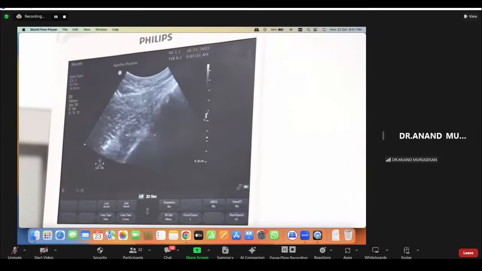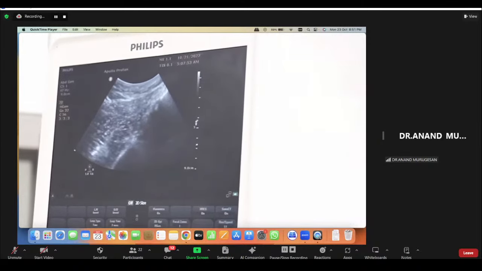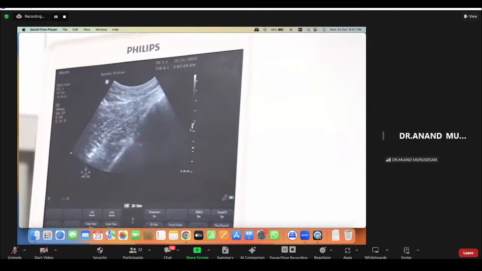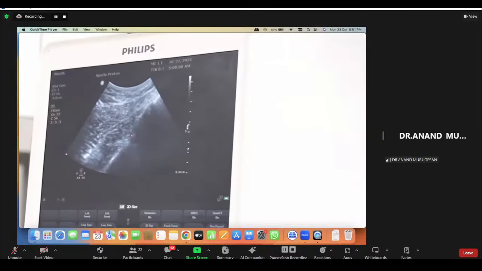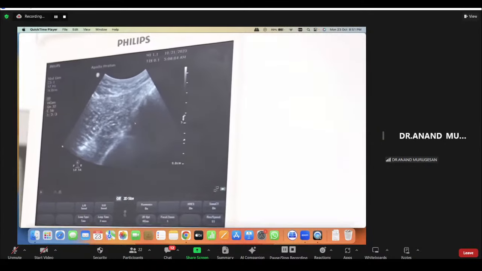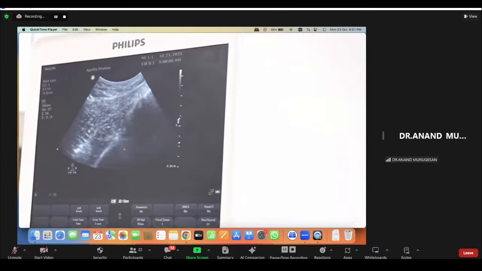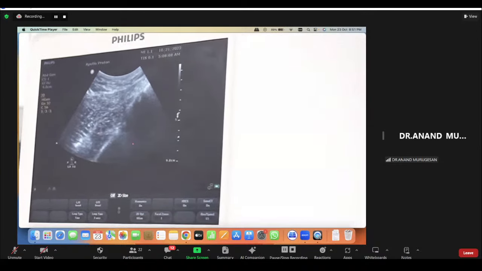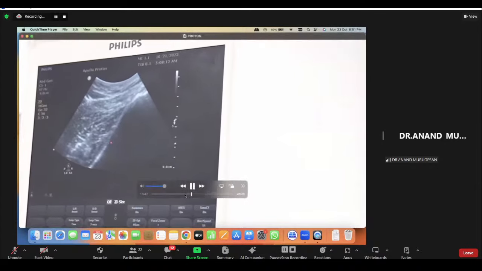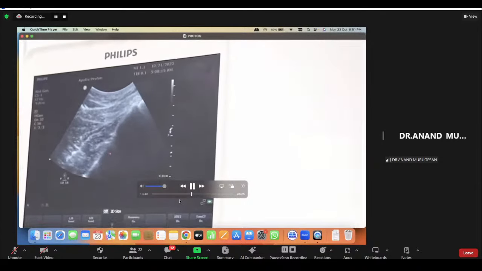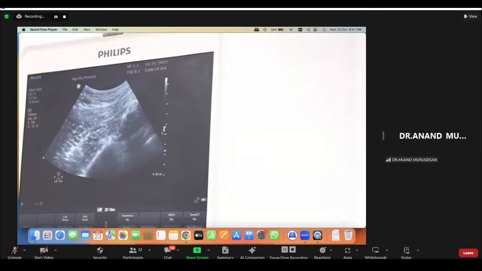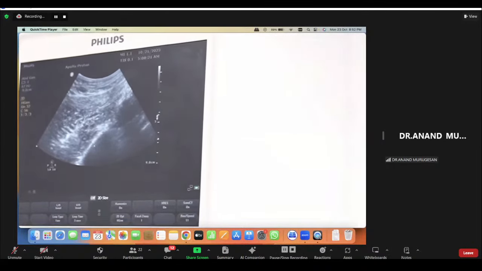So this first break is the greater sciatic foramen or notch. This is the place where the pudendal nerve exits the pelvis and comes out. So once the sciatic foramen forms, there is a break in the iliac bone continuity. This is the sciatic notch. You can see it's completely broken, and this curvature is the greater sciatic notch.